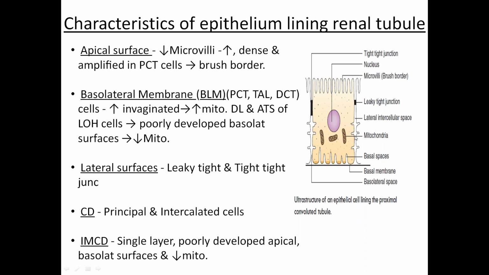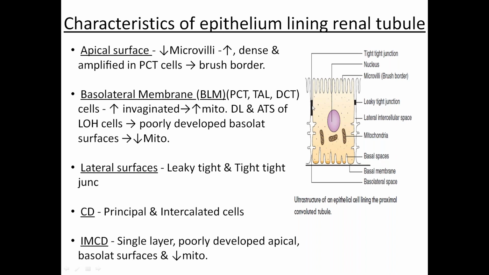And then the lateral surfaces also form two types of tight junctions, as you can see here. One is a leaky tight junction that permits water and solutes to diffuse across easily, in a PCT cell. And then you have tight junctions that don't permit water and solutes to diffuse across them easily. These are characteristic of a DCT cell.